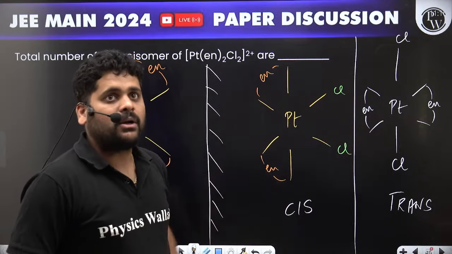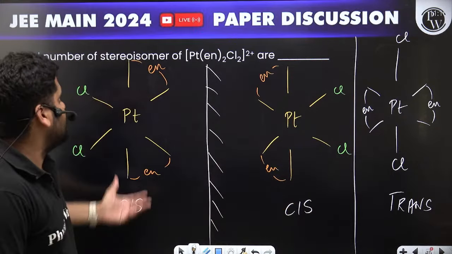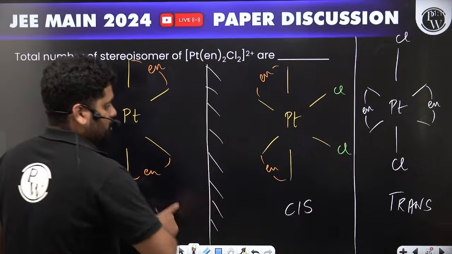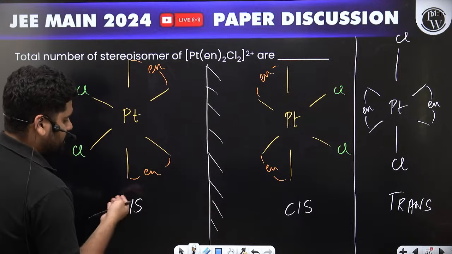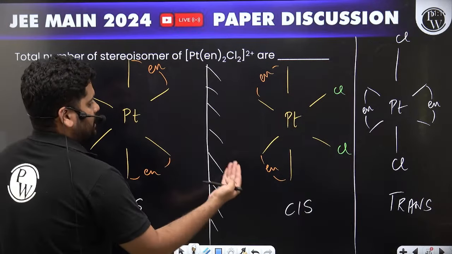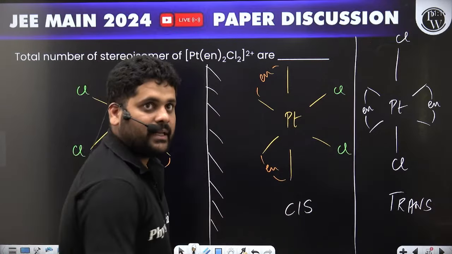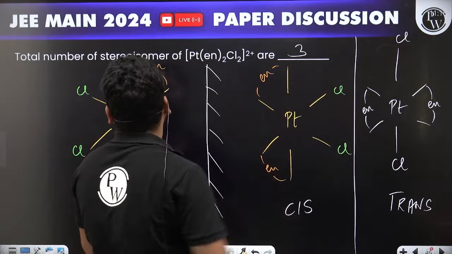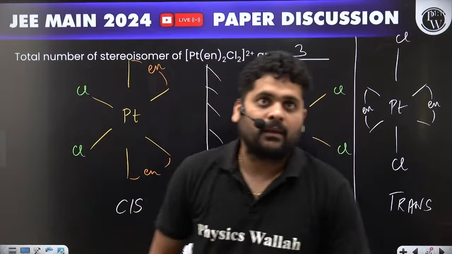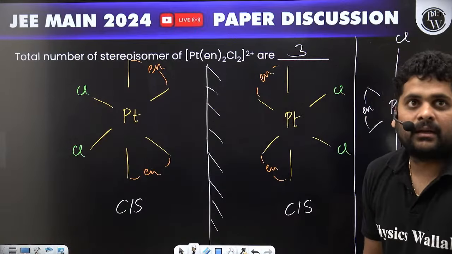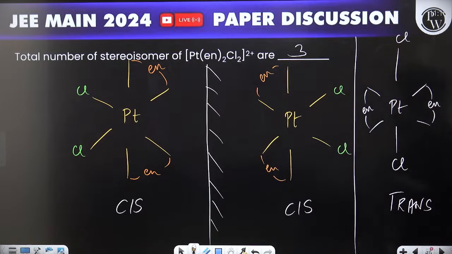So the number of stereoisomers: two are cis, I mean, one cis is going to be dextrorotatory, the other one levorotatory, and the other one is trans with zero optical activity. So the number of stereoisomers is going to be three. Okay, right. Next one. Next question after this.